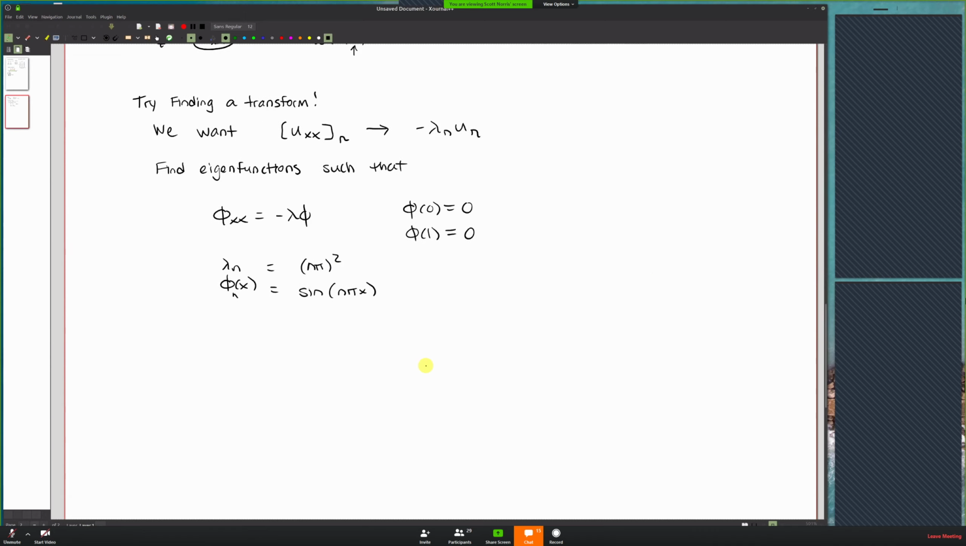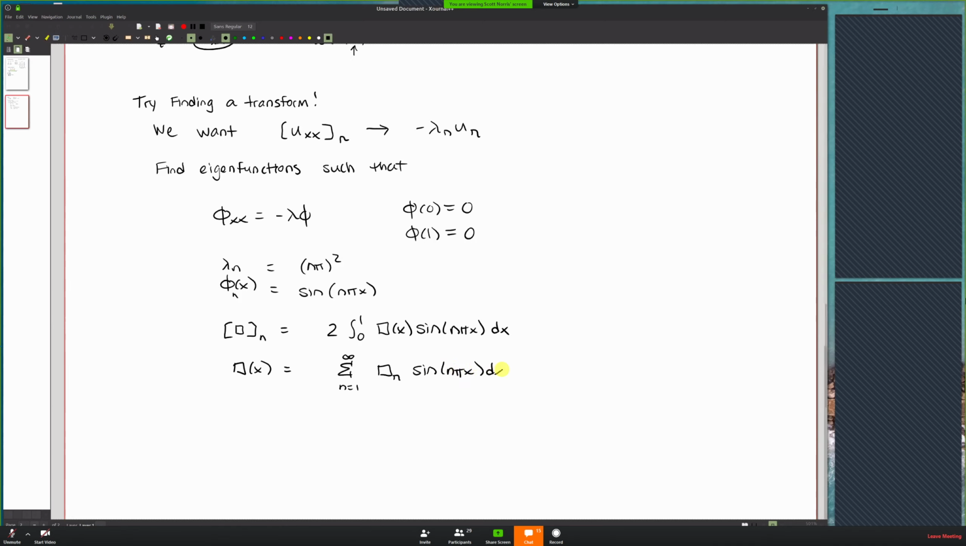And the transform is 2 times the integral from 0 to 1 of whatever this is times sine n pi x dx. And the inverse transform is the sum n equals 1 to infinity, the coefficients times sine n pi x.